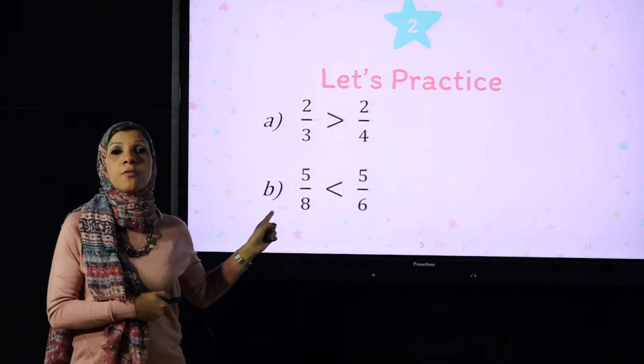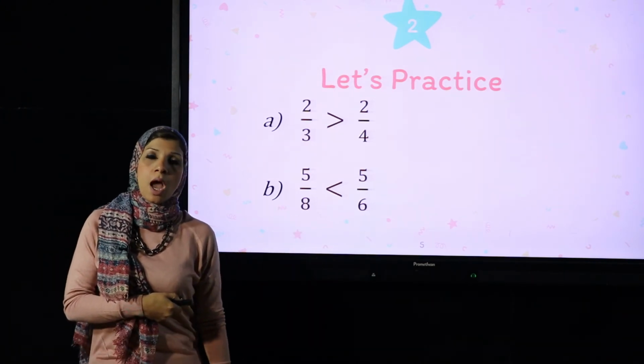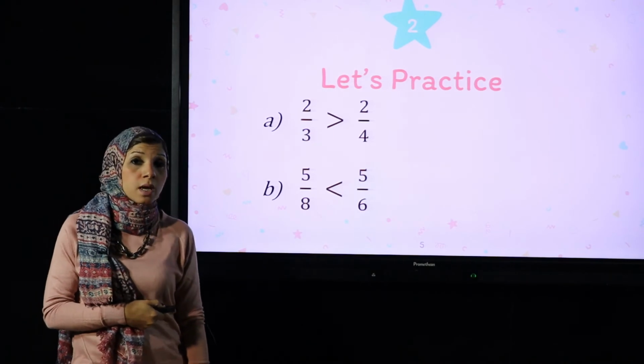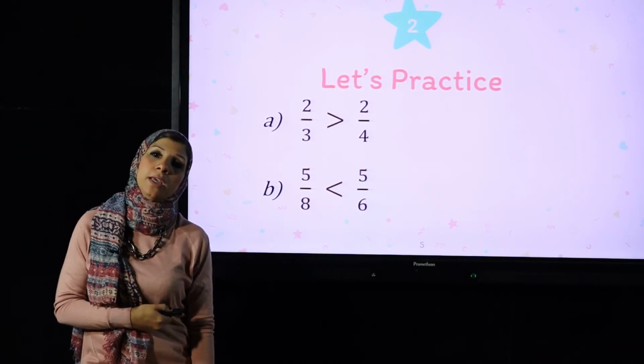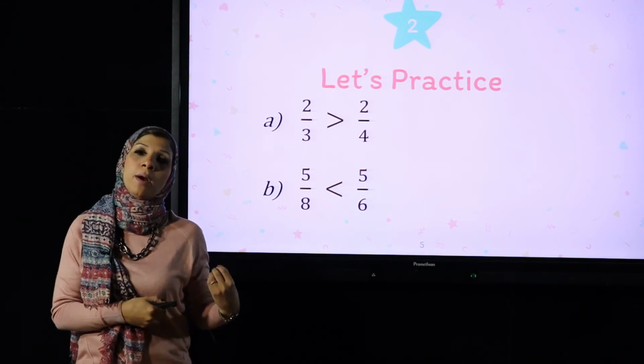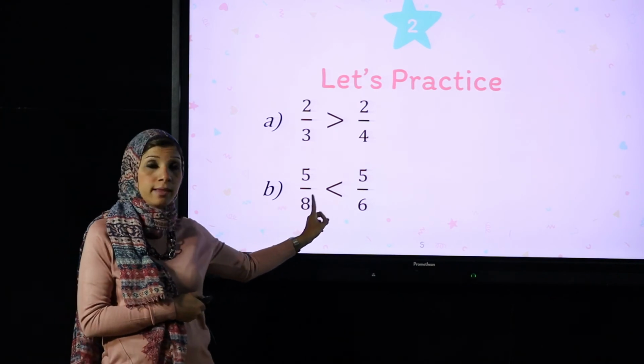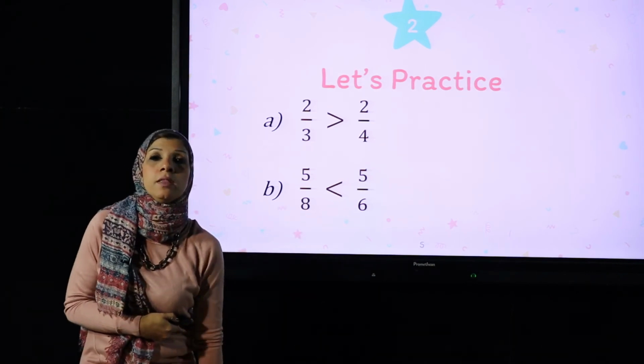5/8 and 5/6. We have the same numerator here. How can we know which one will be the big? I said before that with the same numerator it will be crazy. It means the big denominator will be the small one, and the small denominator will be the big one. As we see here, 8 and 6. So the 6 will be the big one.